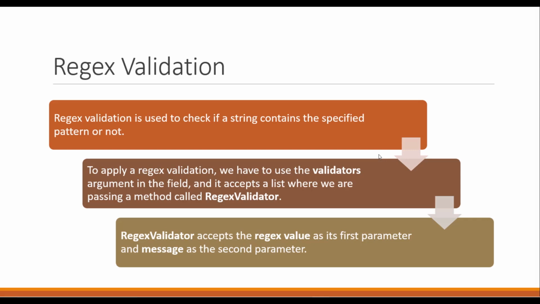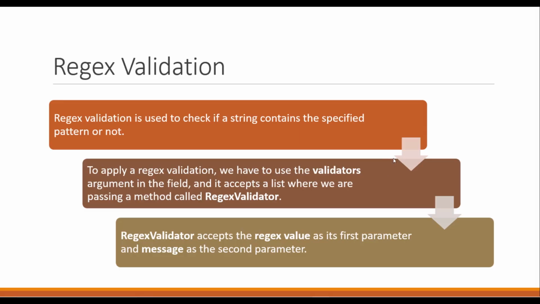And to apply this regex validation we have to use the validators argument in the field, and it accepts a list where we are passing a method called RegexValidator, and this RegexValidator accepts the regex value as the first parameter and the message as the second parameter, and this message is simply the error which is returned back if the validation fails. And note one thing, before applying the regex validation we have to import the library named RegexValidator.